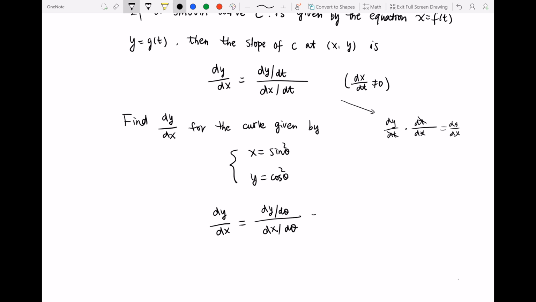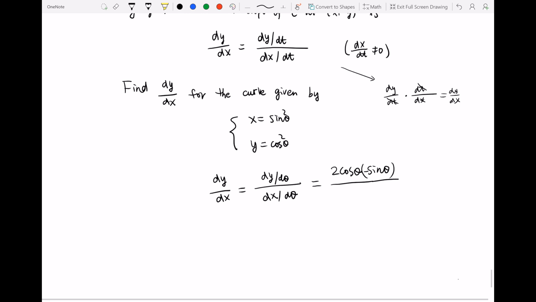So dy over d theta for the first one: the derivative of cosine squared theta is 2 cosine theta times the derivative of cosine, which is sine theta with the negative sign. The derivative dx over d theta is 2 sine theta times cosine theta: derivative of sine is cosine, first the power, then the base. So the cosine cancels out, the sine cancels, the 2 cancels, but I have a negative sign remaining, so it's negative 1. Okay? So now the derivative dy over dx equals negative 1, which is the slope.